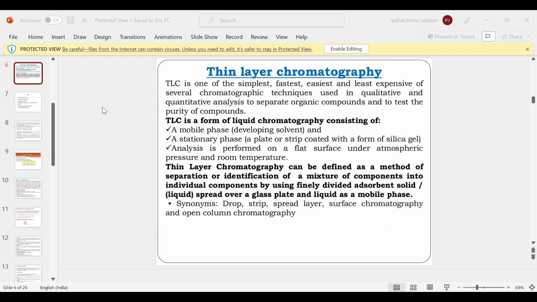Today I will discuss thin layer chromatography. Thin layer chromatography is one of the chromatography techniques. It is the least expensive, fastest, and a simple technique. The TLC technique involves a mobile phase and a stationary phase, and the analysis is performed on a flat surface under atmospheric pressure and room temperature.